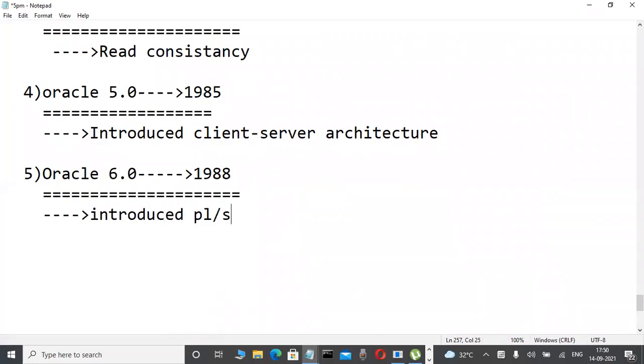PLSQL means procedural language extension for SQL. In that language we are learning stored procedures, stored functions, cursors, triggers, packages, so many things are there.